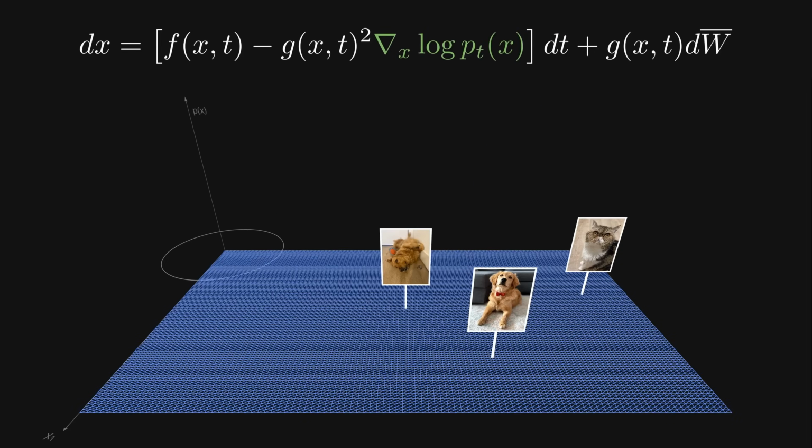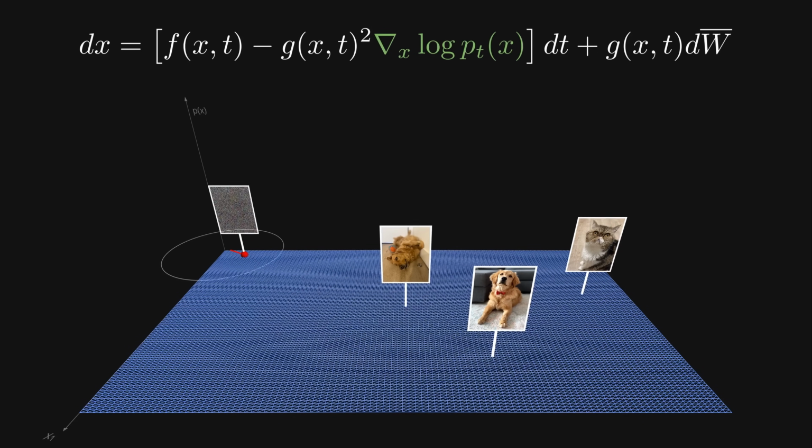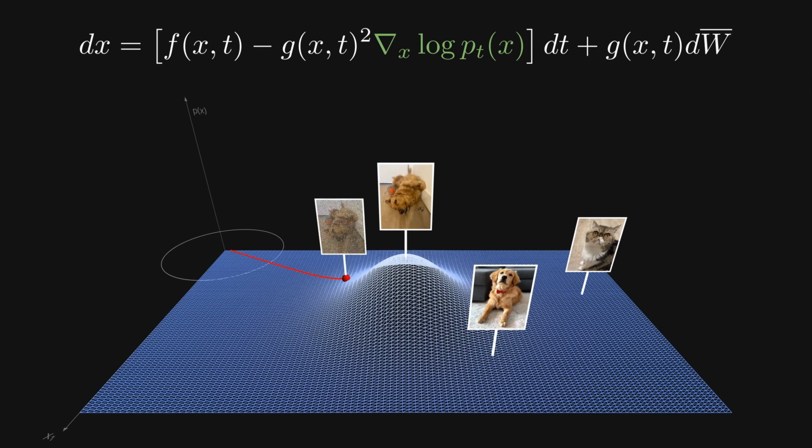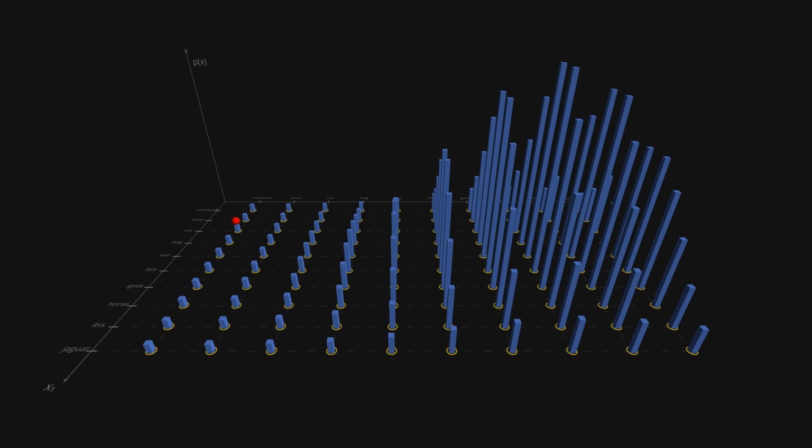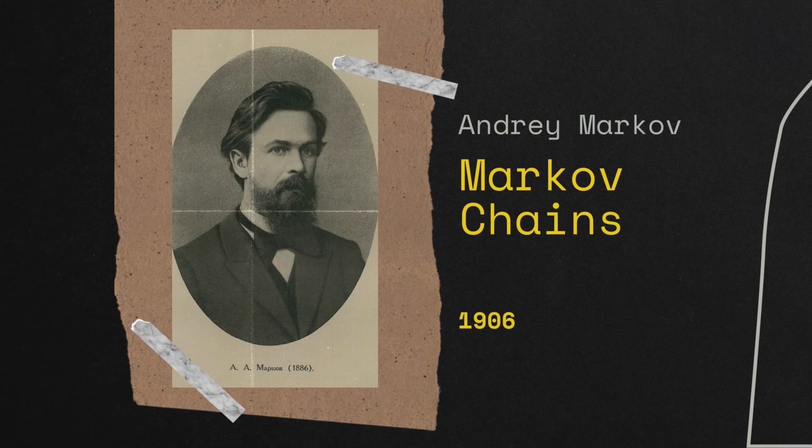In the previous video, we modeled the movement of the particle through the continuous image space using differential equations. But here, the particle doesn't follow a smooth path anymore. It's a chain of hops between discrete states, so we need a new mathematical framework. And that framework is known as Markov chains.